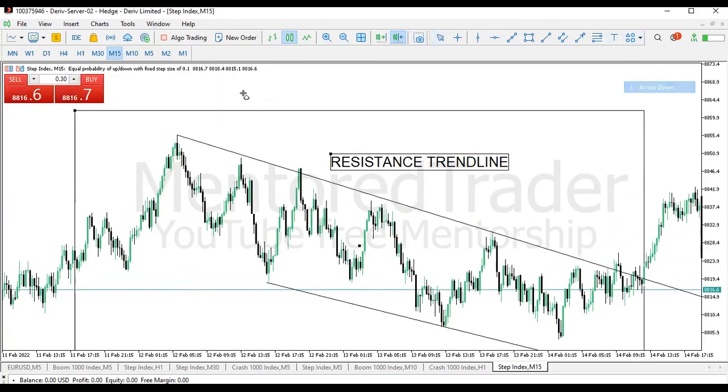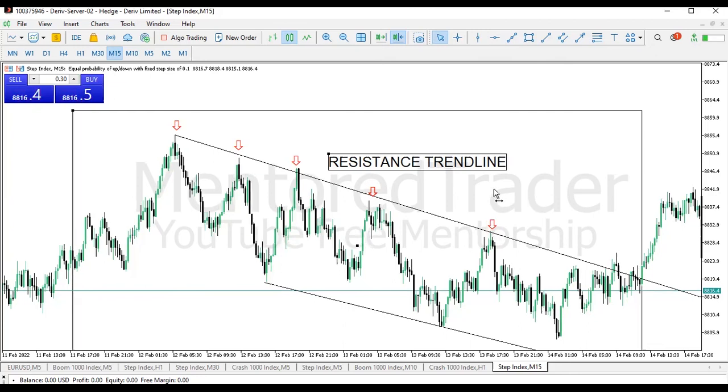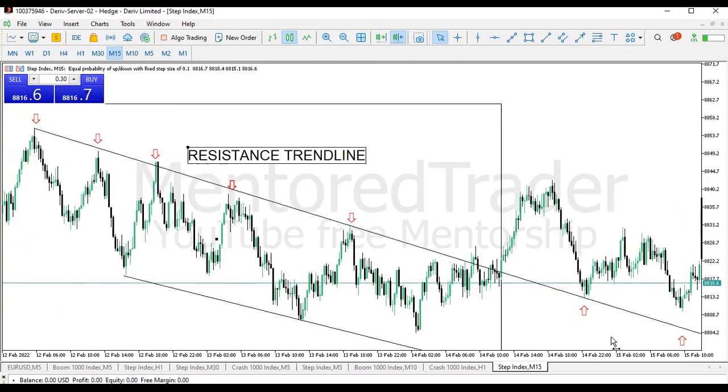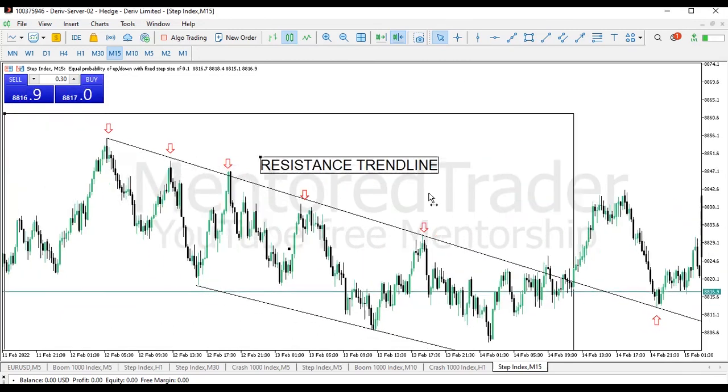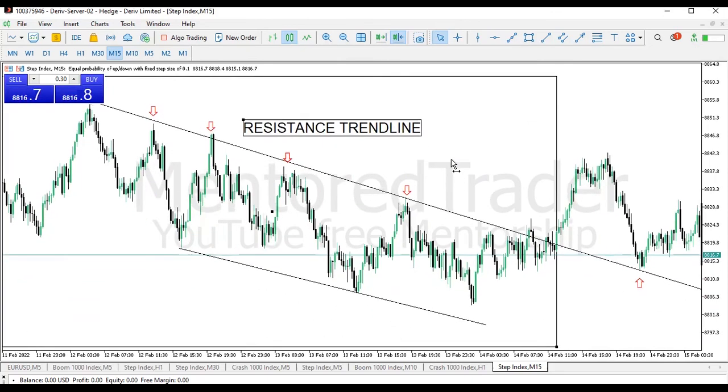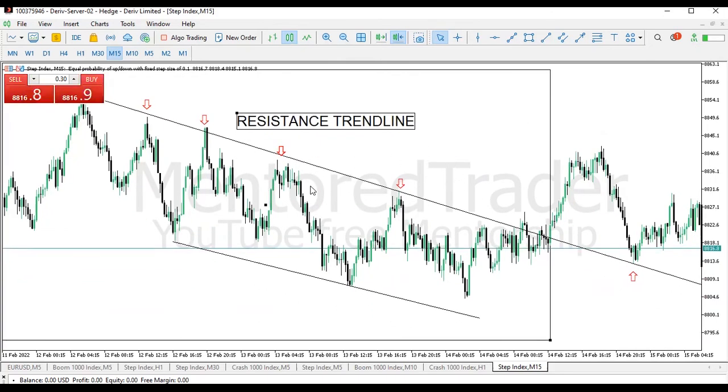Okay, we have that one. Let's look, we're going to take over one too. This one also, this one also, this one, this one here. Okay, so if we go back, we see how price respected this line here below. This shows that it was a strong resistance and a strong support.